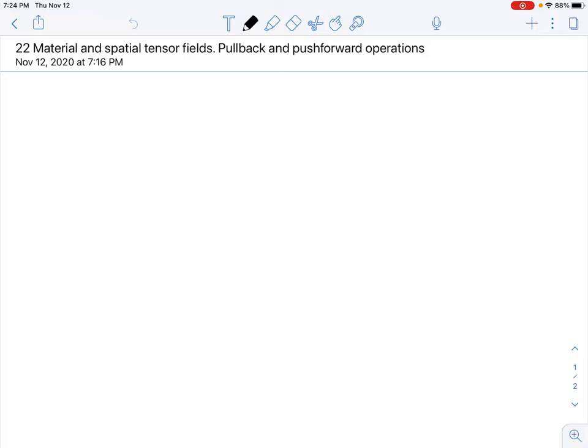Hey there. Today's lecture is on chapter 12 in the textbook, one of the shorter lectures. It's also one of the shorter chapters in the textbook. So it's on material and spatial tensor fields, which is kind of one paragraph there that we've already discussed. And it's also on pullback and pushforward operations, which we have sort of discussed, although indirectly.